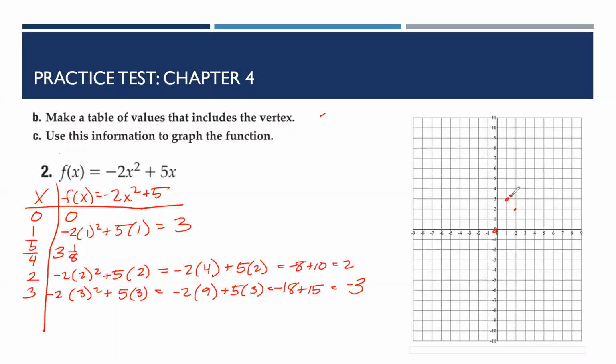Okay, and remember this is your vertex here. So this is the highest point of your parabola. It opens downward because we've got this negative in front here. And then when x is 3, f of x is negative 3, so that'd be about here. And then this would be your parabola. Looks like that. Okay. And so we made the table of values, and it says to use this information to graph the function. Okay, which we just did.